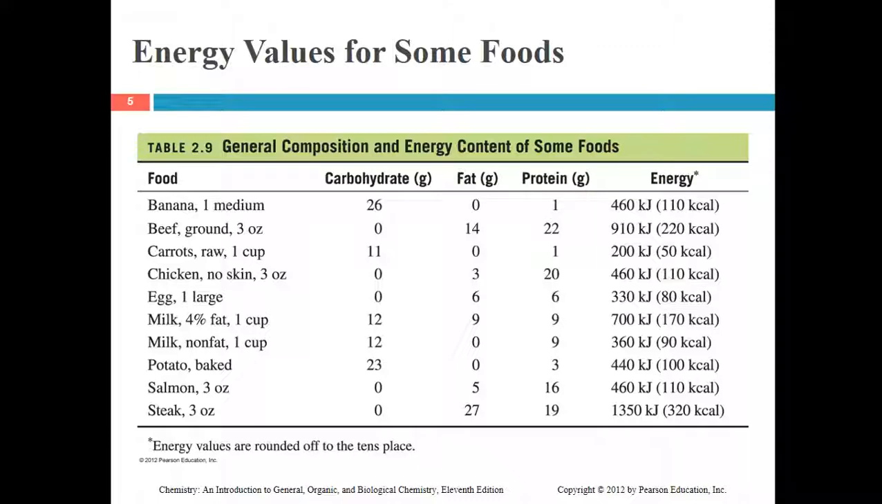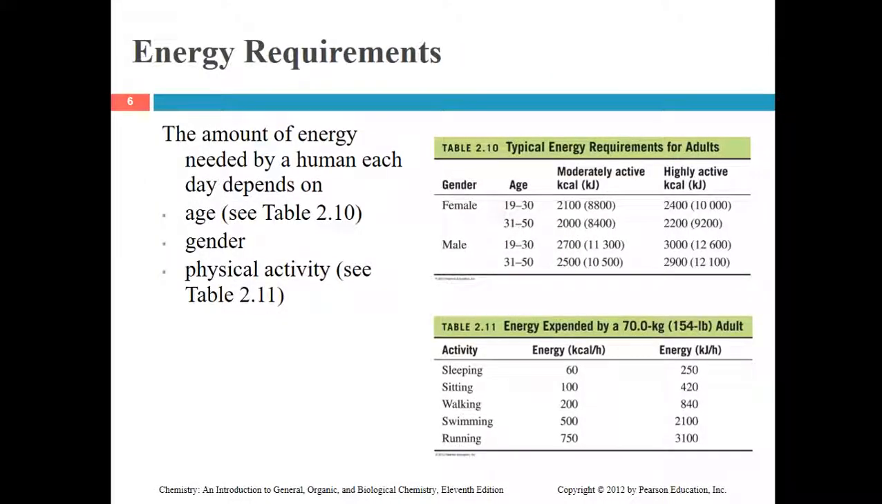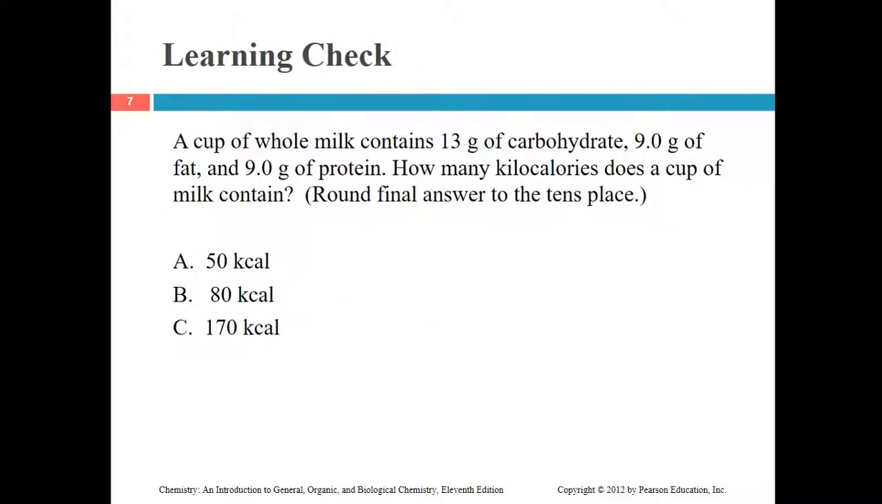All right, as we're on this page, we can look at some different amounts of carbohydrates, fats, and proteins for some of our different foods, and the amount of energy in both kilojoules and kilocalories, i.e. calorie with a big C. And of course, you know that the amount of energy that I need is different than the amount of energy you need, that it depends on the age and the gender and how much running around you're doing. So let's look at a problem here.